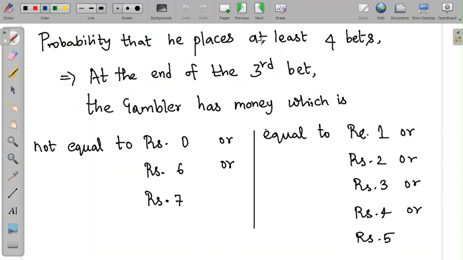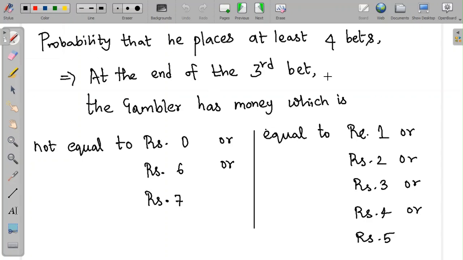So at the end of the third bet, the gambler has money equal to 1 or 2 or 3 or 4 or 5, and this money should not be equal to 0 or 6 or 7, because if it is at 0 or 6 or 7, he'll quit and the game will never go to the fourth round. So to go to the fourth round, we are looking for the total sum of money with the gambler as 1, 2, 3, 4, or 5, and it should not be 0, 6, or 7.